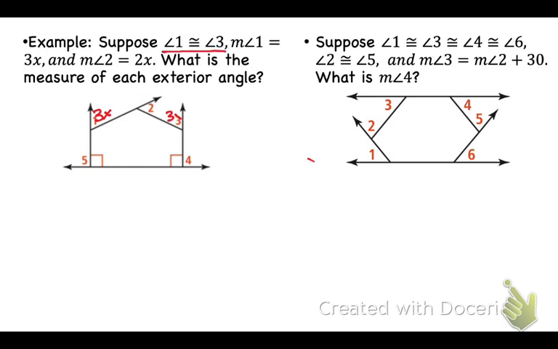The next example. So then it says the measure of angle 2 is 2x. So I can just put an x behind the 2. What is the measure of each exterior angle? Well, I can't find each angle until I figure out what x is, correct? Angles 5 and 4 are 90, because the interior is 90, so the exterior has to be 90. So how am I going to figure this out? Add them all up, and they equal 360.